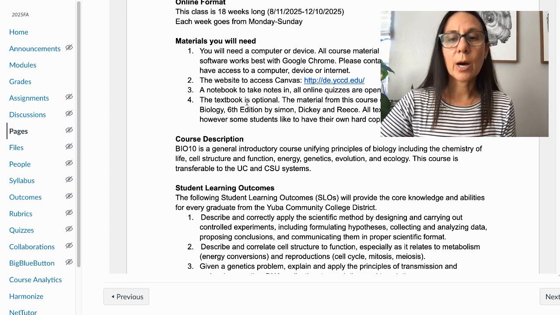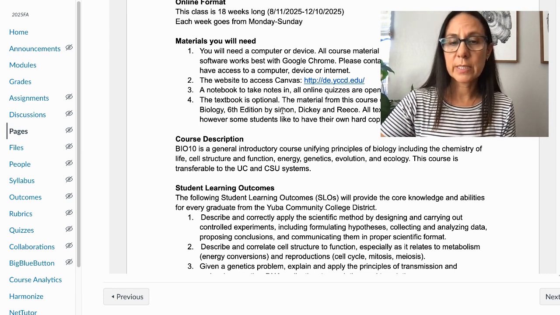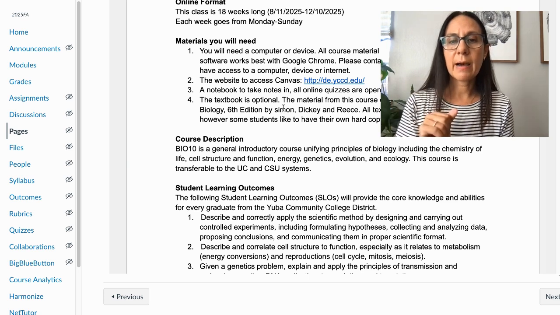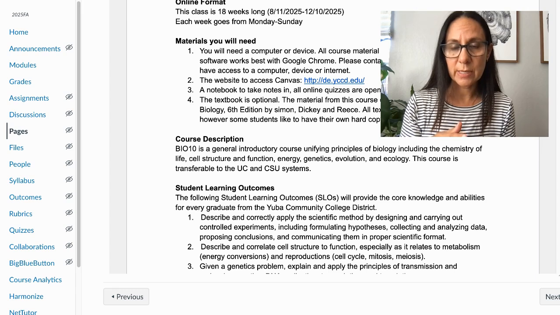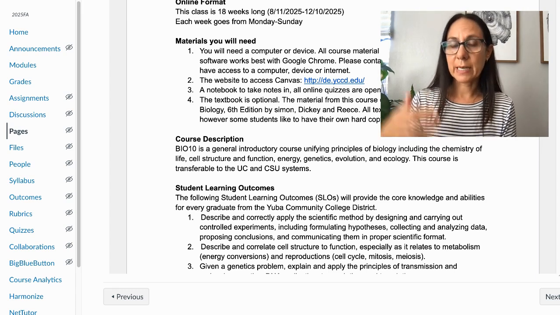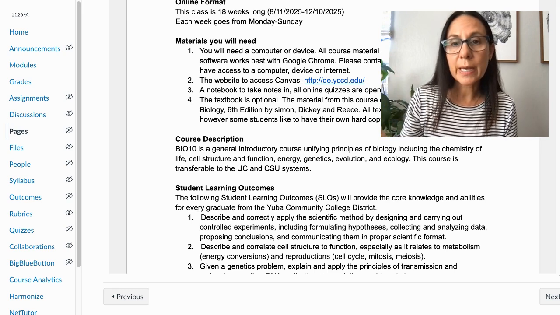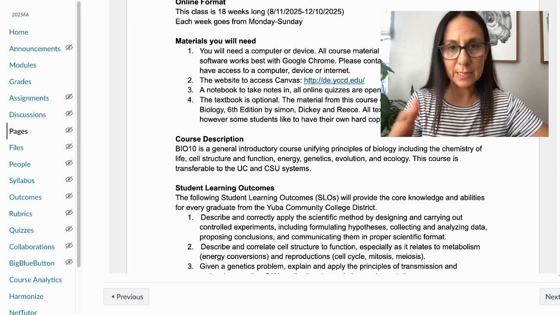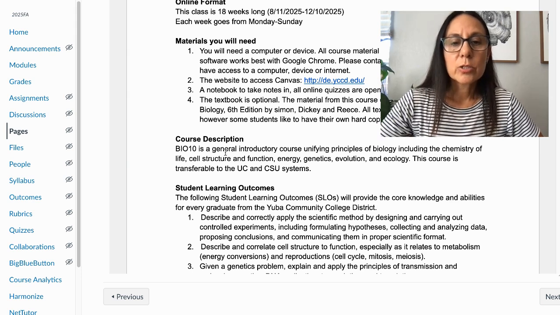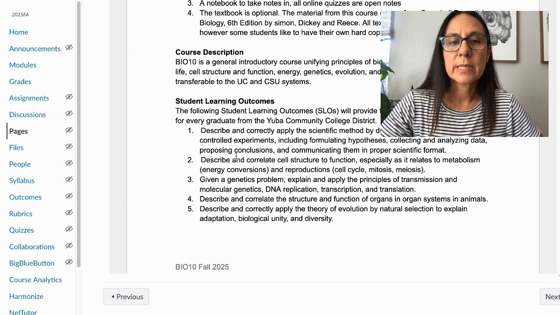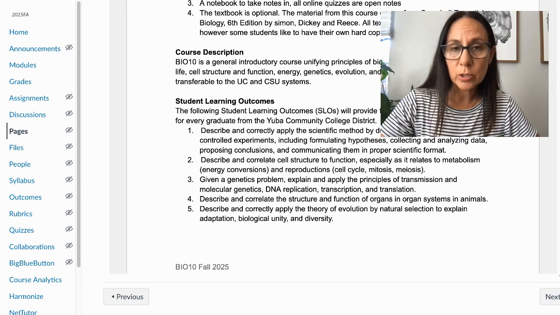The textbook is optional. This is the title for the textbook. I have copy and pasted all the text into the Canvas pages so that you don't have to buy the textbook. But some students do like having a hard copy of a textbook, so that's the title right there. Okay, so here's the course description. This is a general introductory course for non-majors.